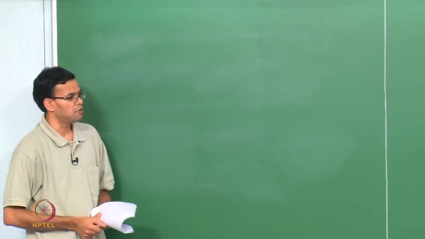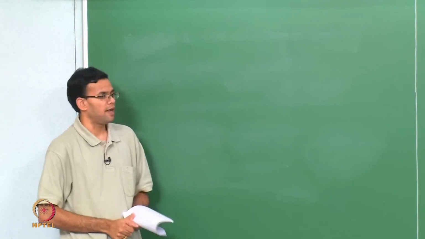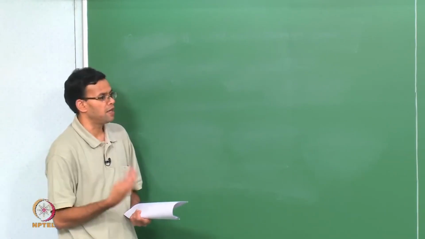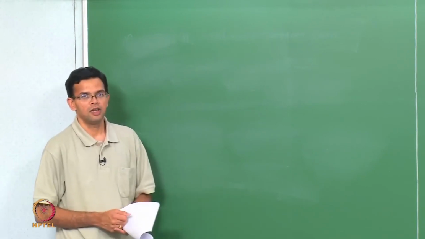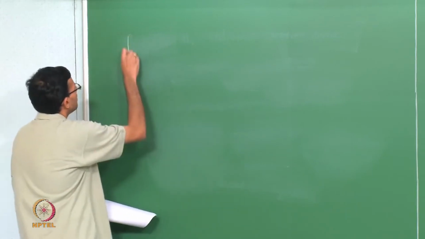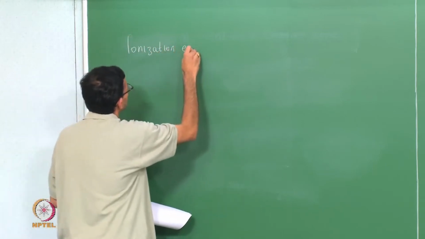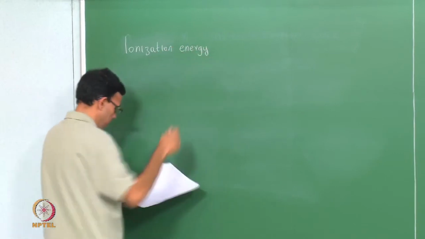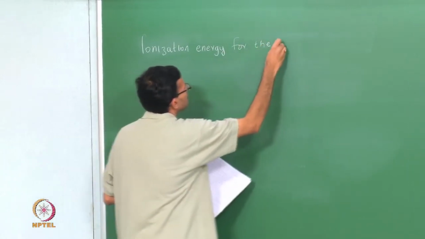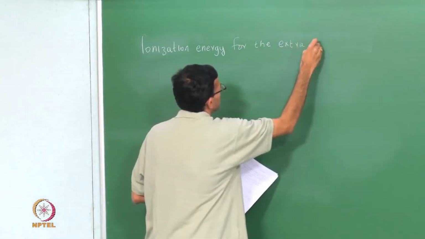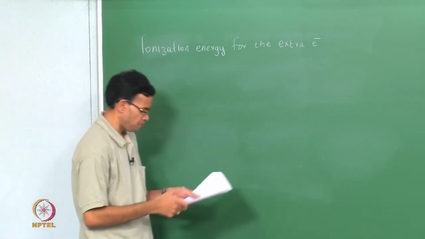So, what we are interested in finding is the energy required to take the extra electron from phosphorus, which could be any other pentavalent impurity like arsenic or antimony, and delocalize it. So, we need to find the ionization energy for the extra electron in the silicon lattice. This extra electron is coming from the pentavalent impurity.